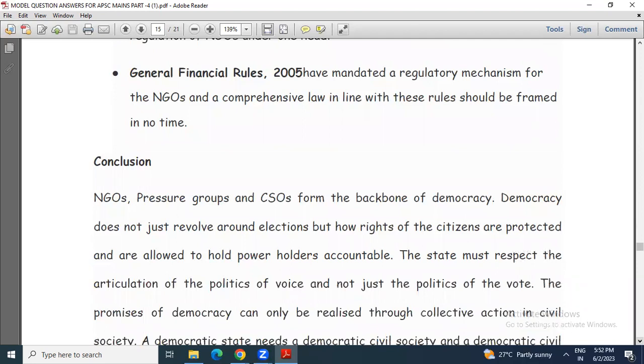So we have to apply the General Financial Rules 2005 as a regulatory mechanism for these NGOs, and one comprehensive law in line with it, so that this rule will be framed and imposed for the regulatory purposes of these NGOs. General Financial Rules 2005.